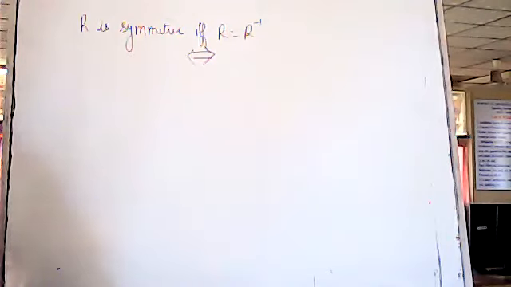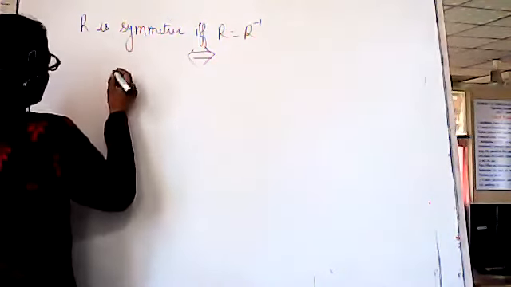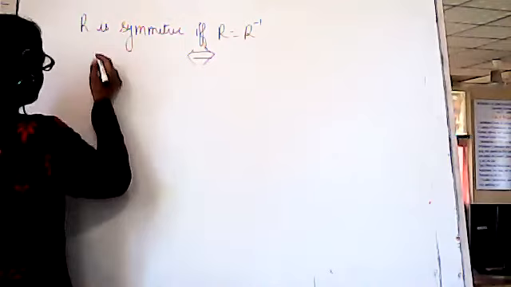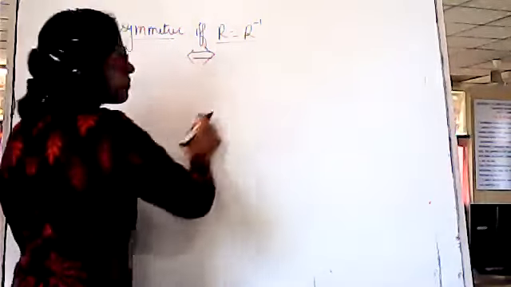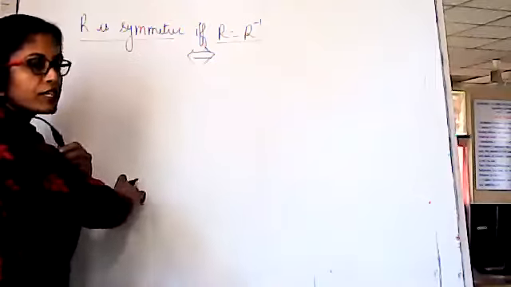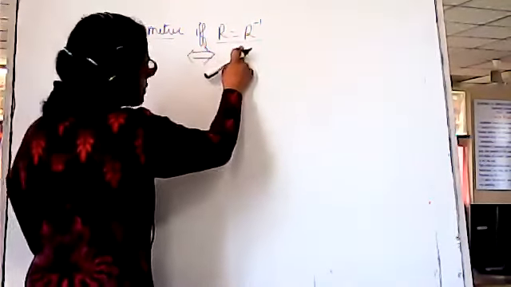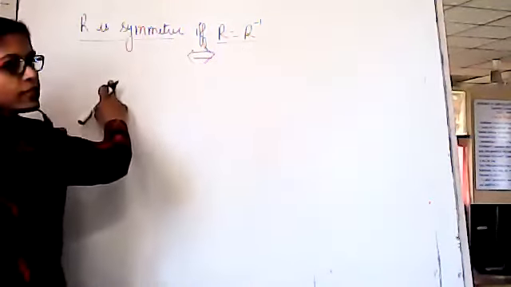Write down the proof. Let R be symmetric on set A. To prove, first of all, we are considering this statement and we will prove this relationship. Conversely, we will consider this relationship and we will prove this statement.